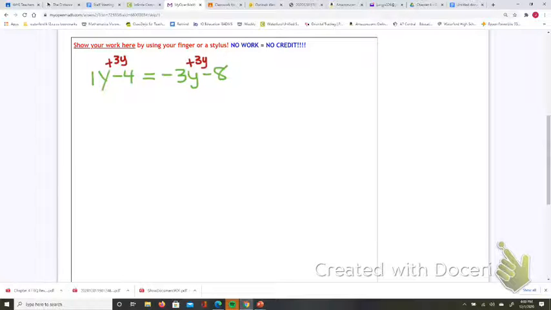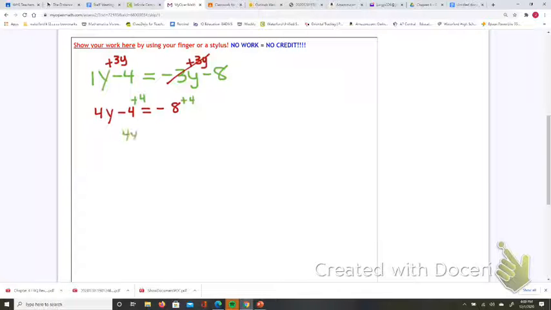Okay, on the left side, 1y plus 3y is 4y minus 4 equals negative 3y plus 3y is 0, so we cross it out, negative 8. Okay, now if you look at our equation, it looks exactly like the ones we've been solving for weeks and weeks now. So we find our variable, now we only have one variable, and then we want to undo the addition or subtraction. So notice that we have a minus 4. So the inverse of subtraction is addition. So we are going to plus 4 on both sides.